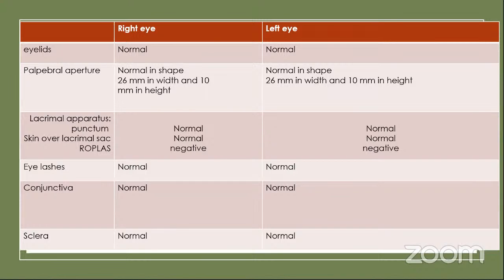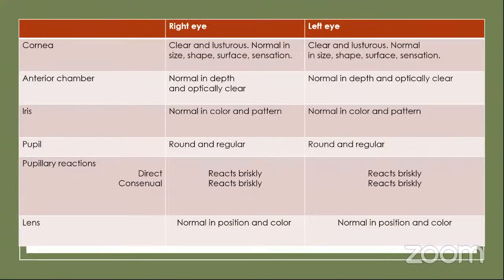Regurgitation test was negative. Eyelashes and conjunctiva normal. Sclera normal and white in color. Cornea clear and lustrous, normal in size, shape, surface, and sensation. Anterior chamber normal in depth and optically clear. Iris normal in color and pattern. Pupil round and regular. Pupillary reactions were present. Lens normal in position and color.